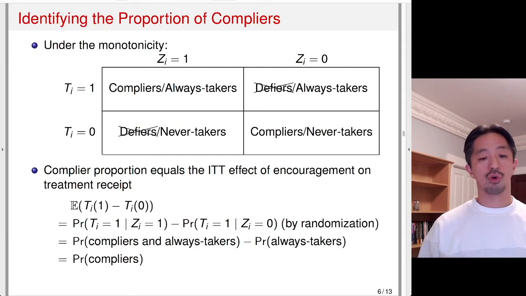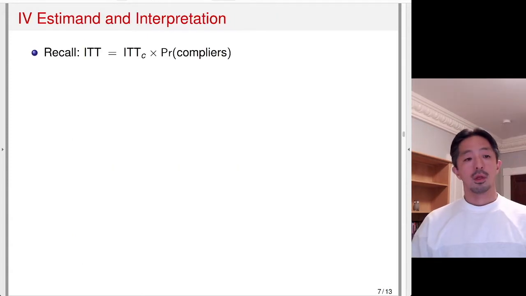Okay? So what this shows is that the proportion of compliers can be identified as the ITT effect of encouragement on the treatment receipt. By eliminating the defiers, we can identify the proportion of always takers and never takers, and then we can subtract from the other cell to estimate the proportion of compliers.